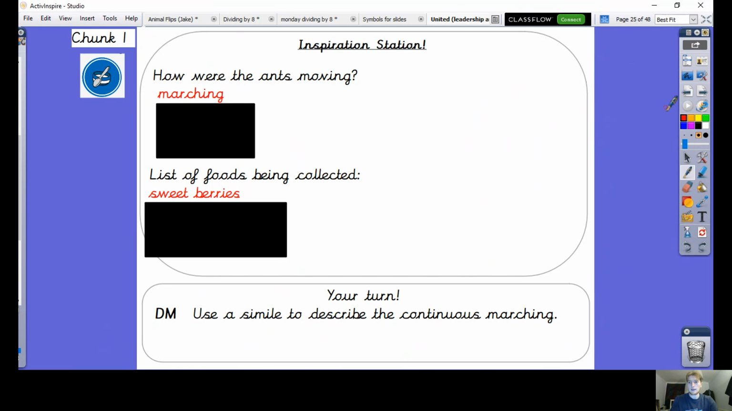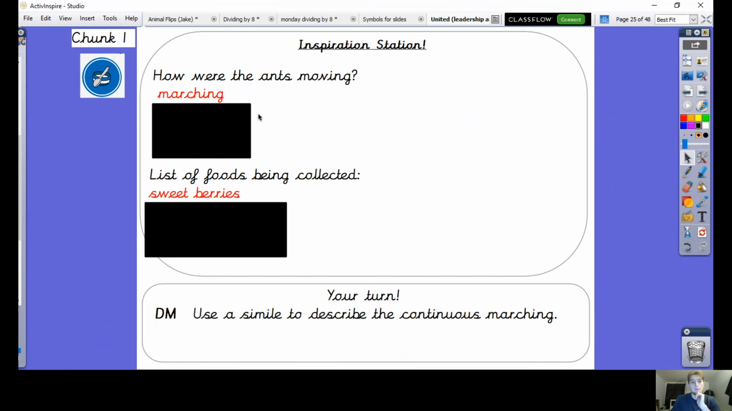So, in our inspiration station for our first chunk, we're going to be finding two groups of words to help us describe these two sentences here. So firstly, let's look at this top one. How were the ants moving? Okay, so I've put here the ants were marching, because I saw they were marching a bit like an army. They were in a very good formation, weren't they? They were marching side by side, all in a good shape. So use that as some inspiration.